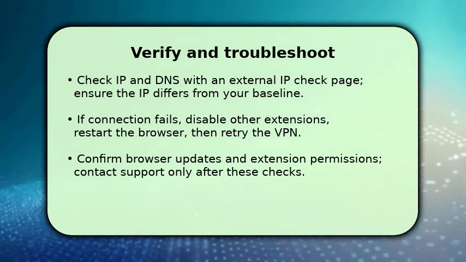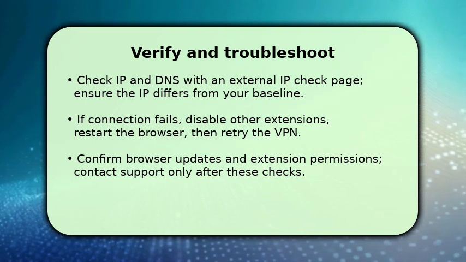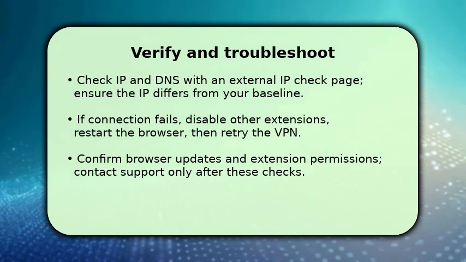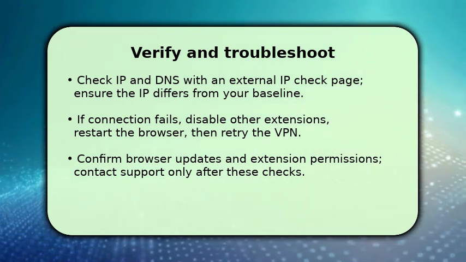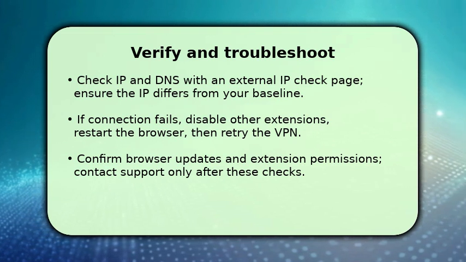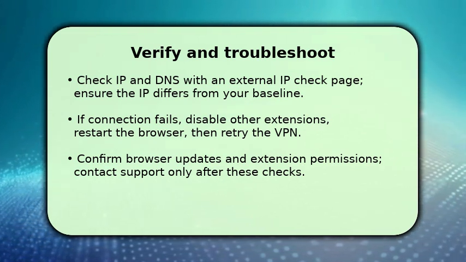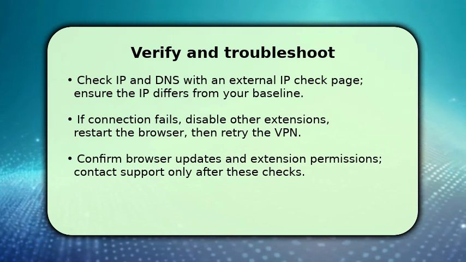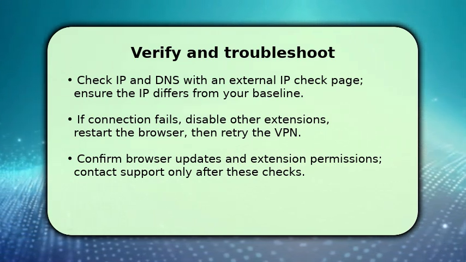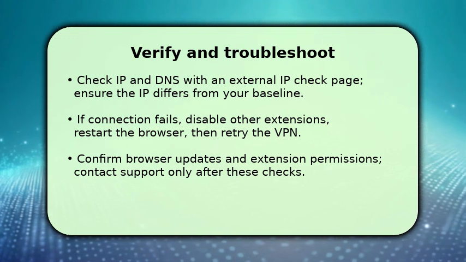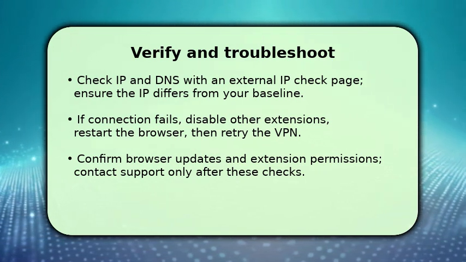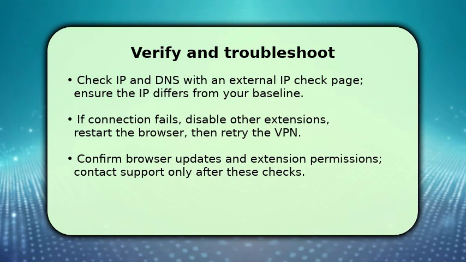If something goes wrong, disable conflicting extensions and restart the browser. This often resolves permission or proxy conflicts. Make sure the browser and the VPN extension are updated and that Allow in Incognito is still enabled. If problems persist after these steps, gather error messages and reach out to the VPN provider for targeted troubleshooting.